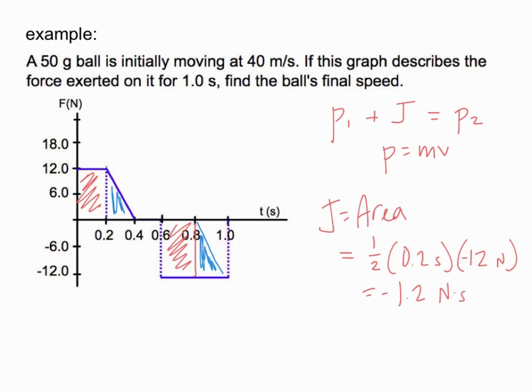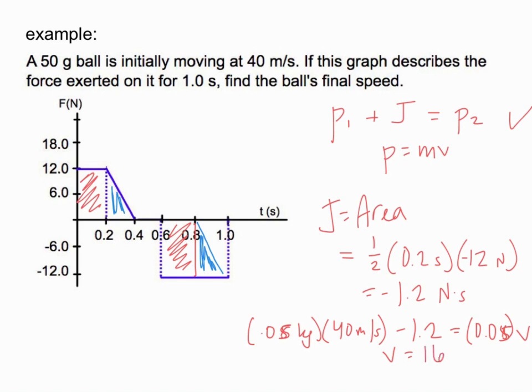And so putting that back into our formula up here, we would say that the initial momentum, which is 0.05 kilograms, that's a 5, times 40 meters per second, minus this 1.2, that's the impulse J, determines the mass times the new velocity. And this comes out to be 16 meters per second. Makes sense that it's lower than the original amount.